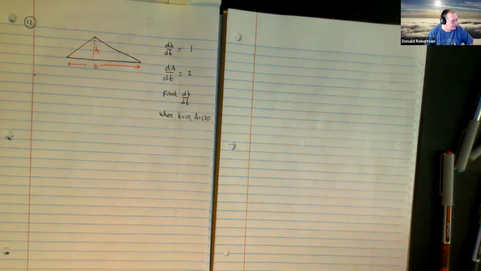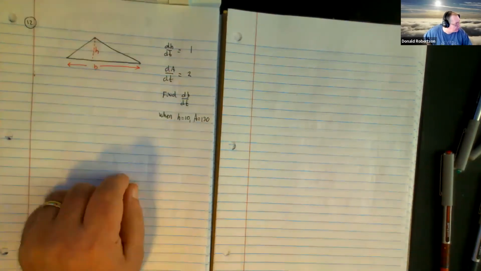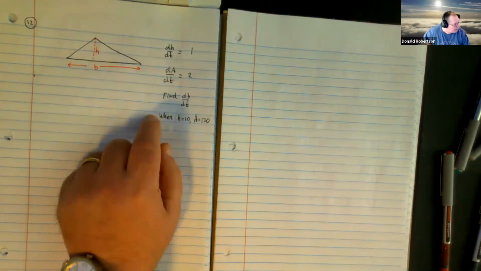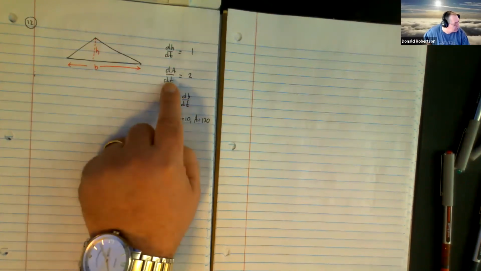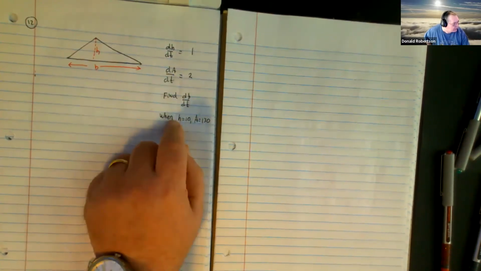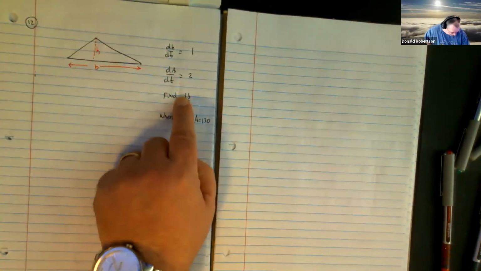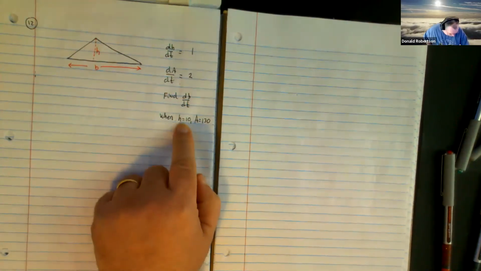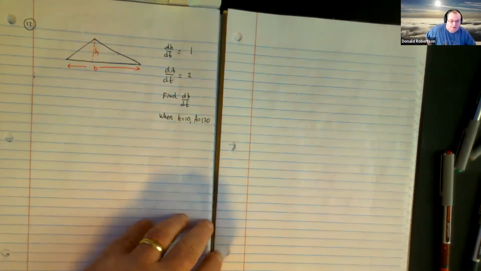This is what it says in English, so I'll read out the question, because there isn't a picture. The altitude of a triangle, which I'm calling H, is increasing at the rate of 1 centimeter per minute. The area of the triangle is increasing at the rate of 2. So that's why that's there. And then at what rate, so find the B, the base, at what rate is the base changing? And then they tell you when the altitude is 10 and the area is 130.